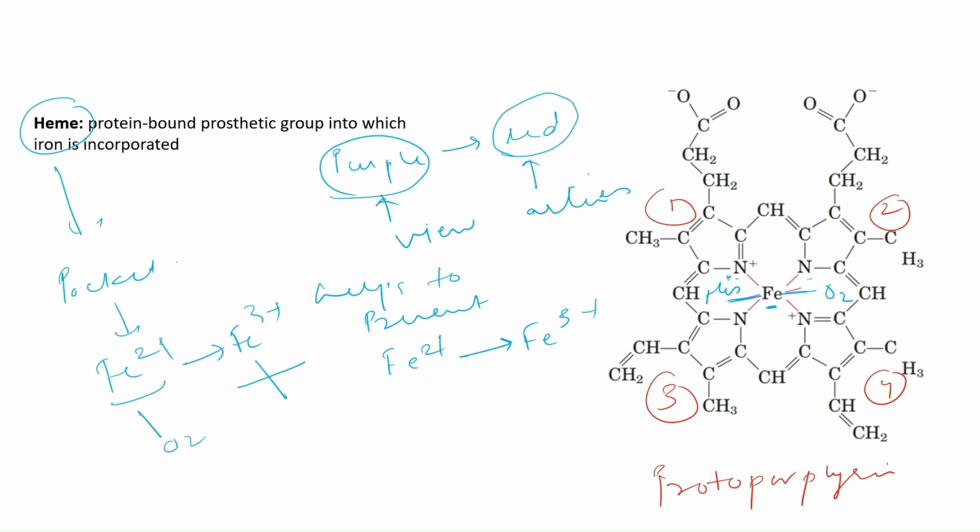Fe3+ form cannot bind with oxygen. And because the external environment is of oxidative nature, to prevent the conversion of Fe2+ to Fe3+, this heme is present inside a pocket very well surrounded by hydrophobic amino acids.